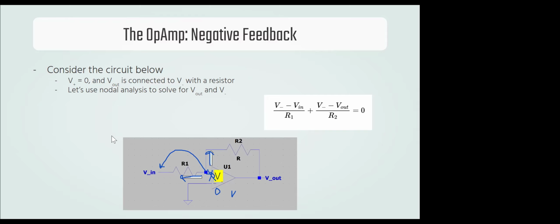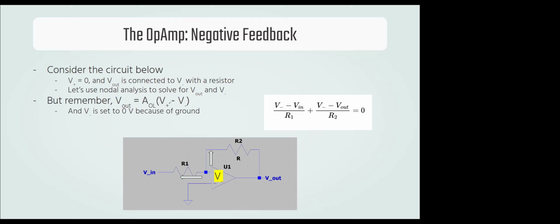Now, V out is going to be equal to the open loop gain times V plus minus V minus. However, V plus is set to 0 volts because of the ground. So this right here is 0 volts. Sorry, that should say V plus set to 0 volts. So that's that.